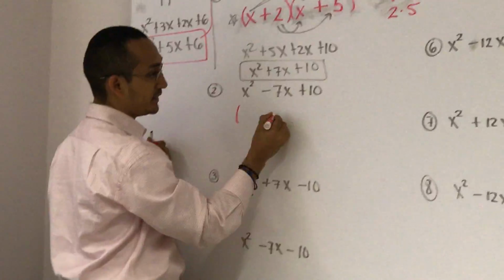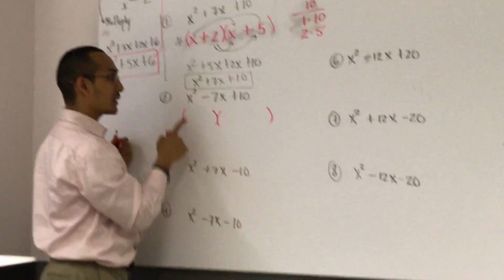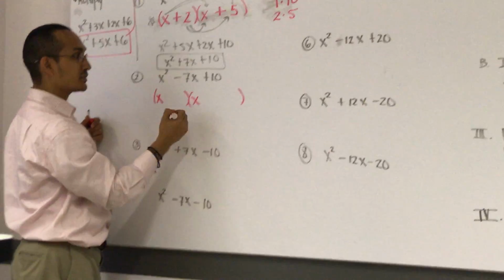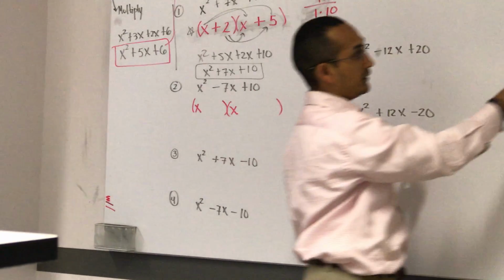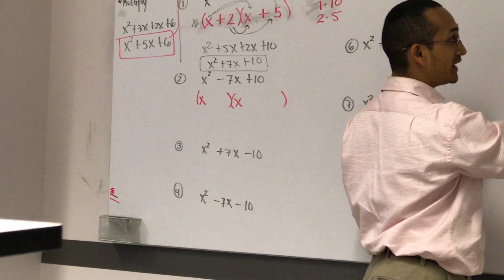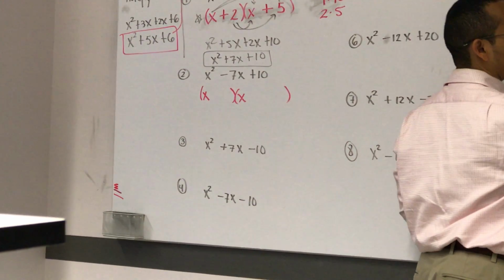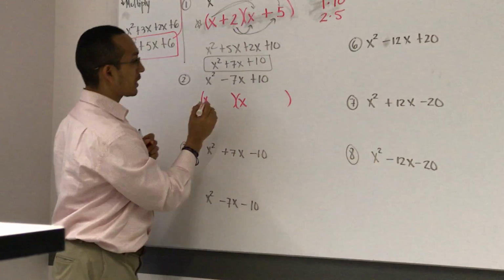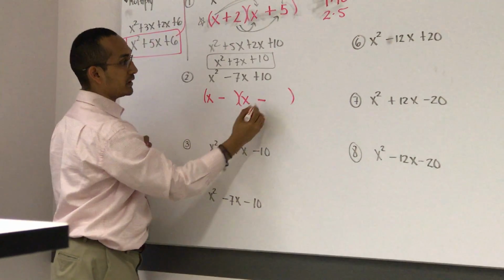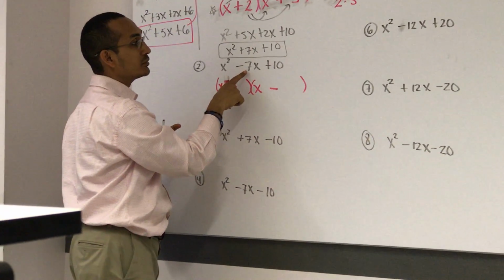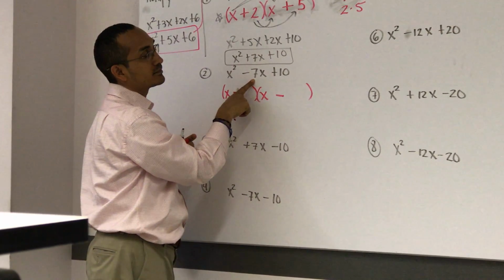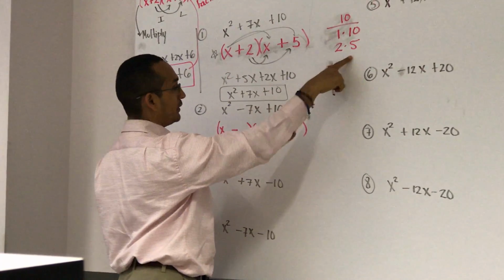All right, the first step, 2 parentheses, x and x. Look at the signs. This is positive, right? So look here. This is positive, but the other one is negative, right? So therefore, both will be negative. The factors of 10 that, when added together, give you 7: 2 and 5, right?